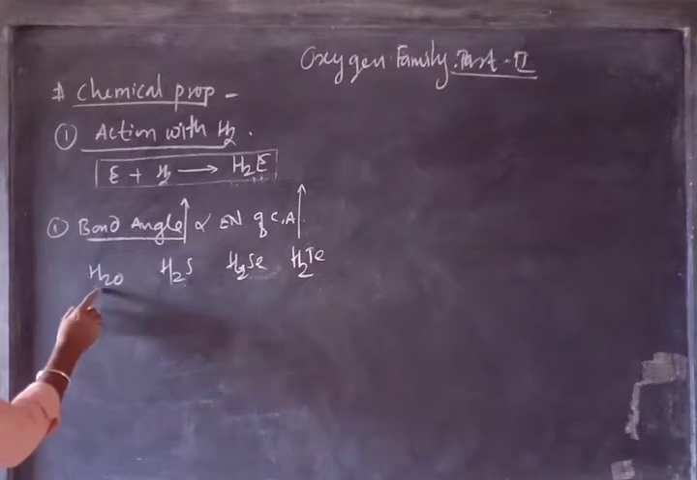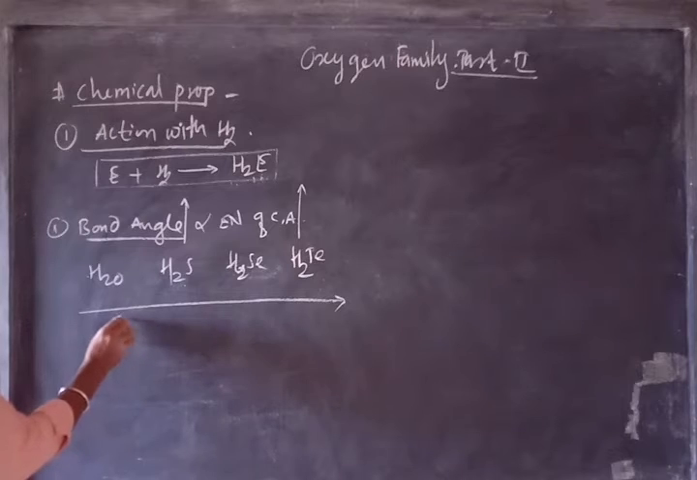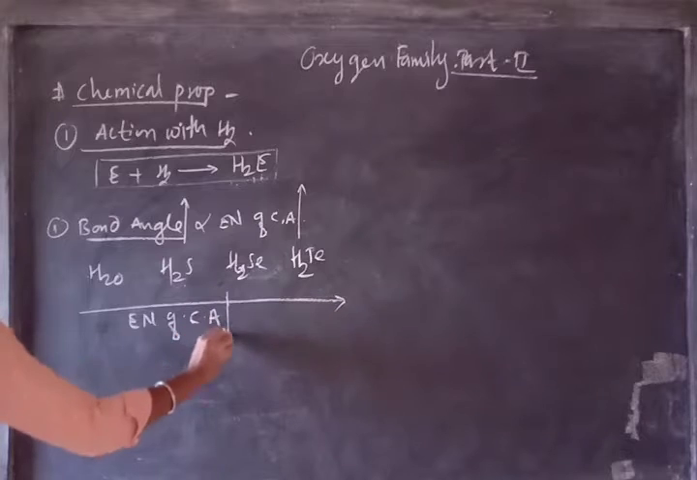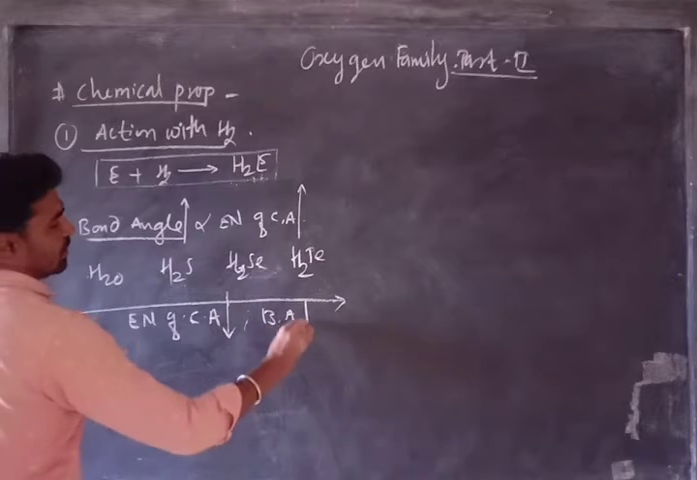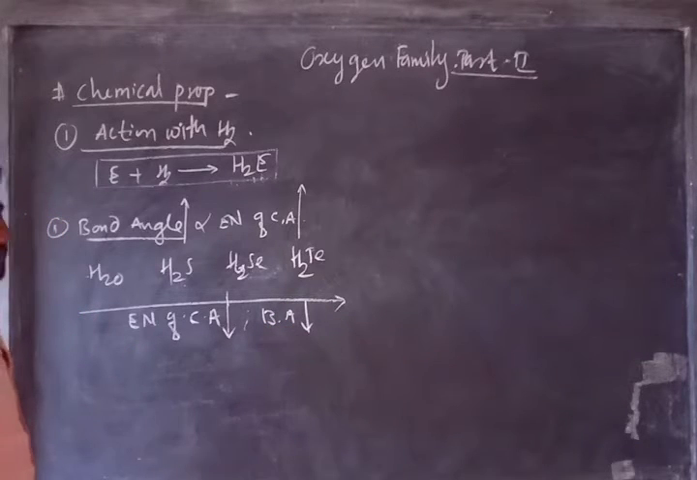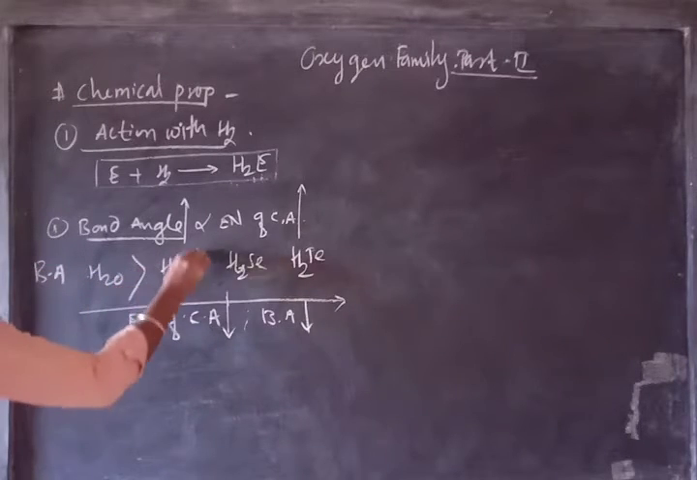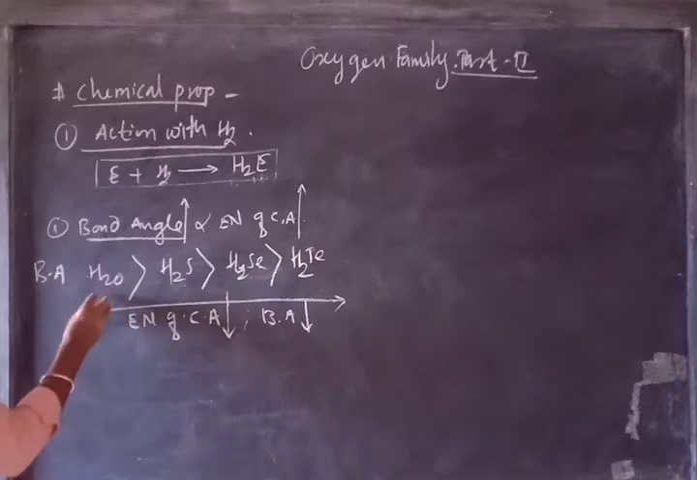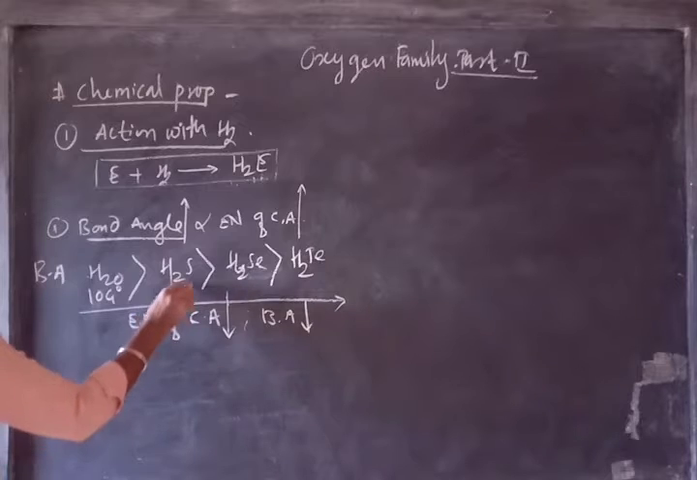So we know that when we move like this, the electronegativity of the central atom decreases. So it is an order to be remembered that their bond angle must decrease. Bond angle must decrease. So the order of the bond angle should decrease like this. As we know, the water molecule has a bond angle of about 104 degrees. After this, H2S has 94 degrees.